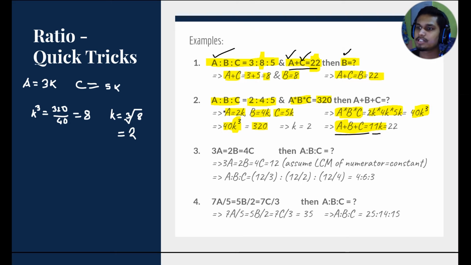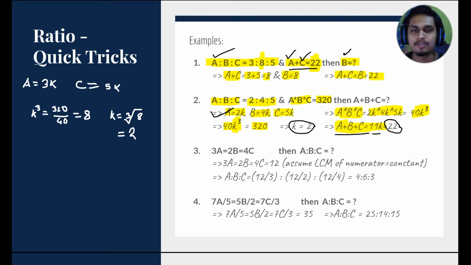How? We just added the values. Now we have already got the value of K. If we put this value of K in A plus B plus C equals 11K, the value will become 22. So I hope you understood this approach of solving ratio related problems. Let's move on to the different type of questions.